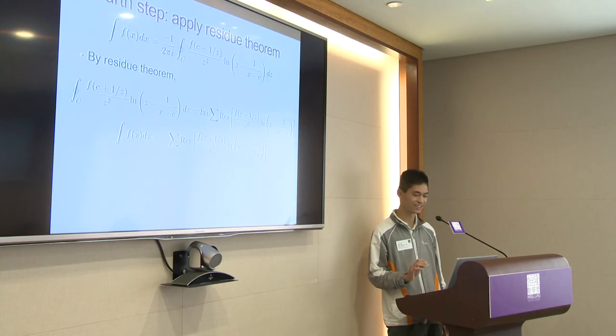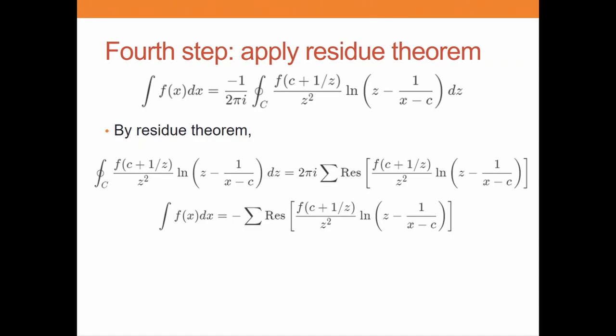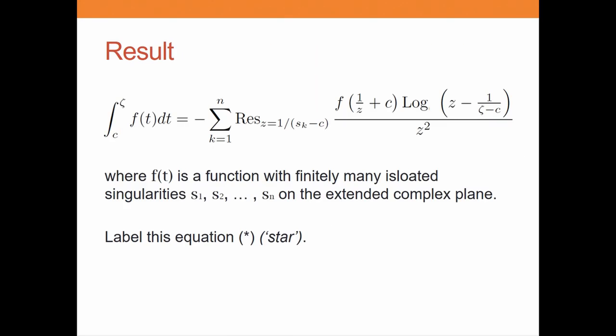And the fourth step, which is the most exciting one, is to apply the residue theorem. It is easy to see that the contour integral is equal to 2 pi i multiplied by the sum of residues. So we finally obtain an equation that relates the original indefinite integral to the sum of residues. And with a variation of notations, we can obtain this equation, which is more rigorous than the one in the previous page. And we will call this equation star.